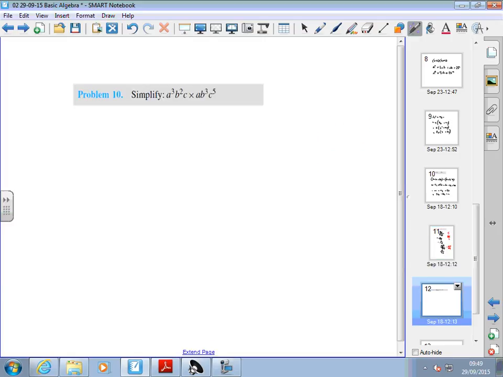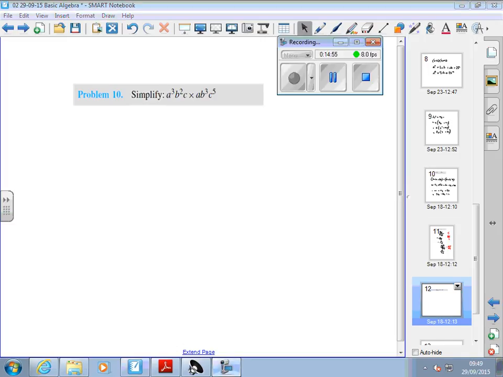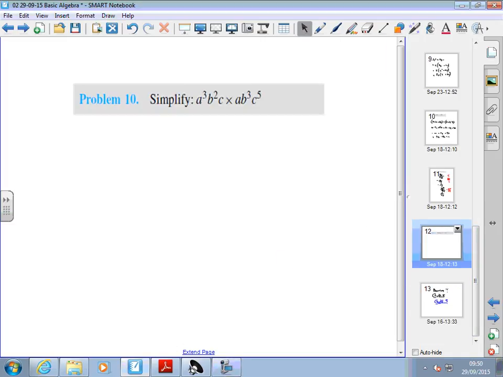Here's another one. Okay, let's look at this for a second. These are all multiplied together. There's no multiplication symbol between the a cubed and the b squared, but it's implied that it's multiplied. So effectively, I'm multiplying all these together.